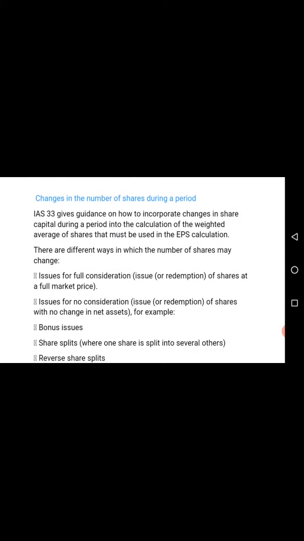Now, issues for no consideration is basically free, and when it's free, you're not getting money in return, so your net asset figure remains the same, but your number of shares increase. The number of shares increase while the value of your net assets remains the same. You're not getting anything as capital, you're issuing it for free, so you're just increasing the number while the amount of capital does not increase to you.